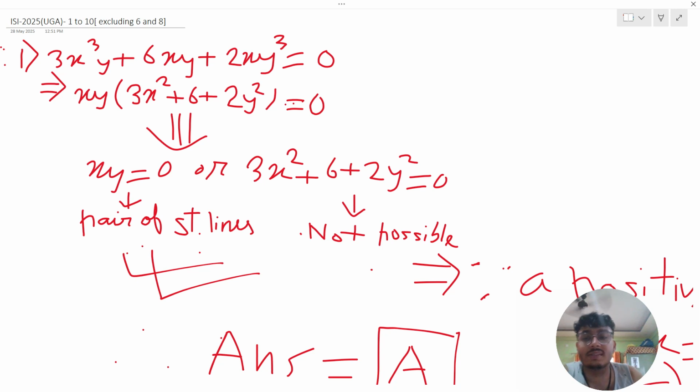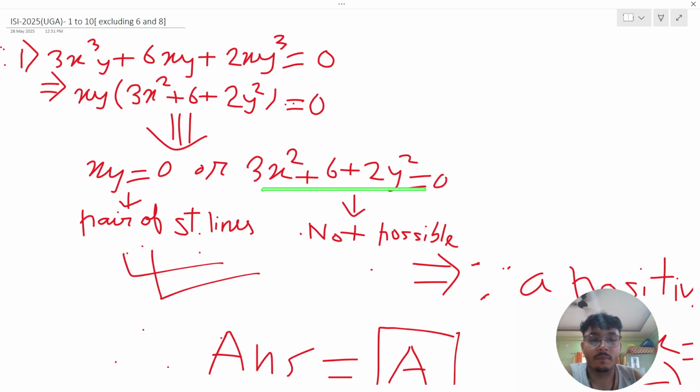When xy equals 0, it is a very easy equation of a pair of straight lines, x equals 0 or y equals 0. X equals 0 is basically the y-axis and y equals 0 is basically the x-axis. So it's basically a pair of straight lines. So this case is sorted out. Next, 3x square plus 6 plus 2y square equals 0.